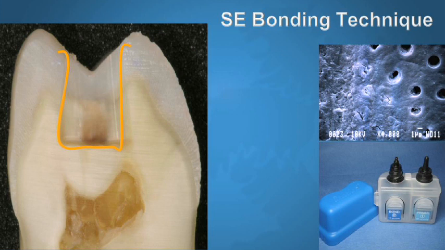So when you apply your primer, you need to let it sit there for at least 25 seconds while you're applying it. You apply it on the dentin, and you apply it on the enamel. You go beyond the cavo margin. You rub it for about 25 seconds. And the next step is crucial. Get rid of the solvent.